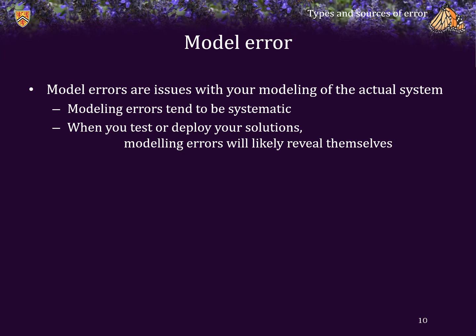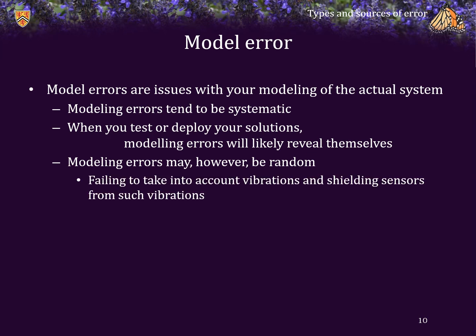Now, when you test or deploy your solution, modeling errors will likely reveal themselves and will generally be reproducible. However, on occasion, modeling errors may actually produce random errors. For example, failing to take into account vibrations and consequently not sufficiently shielding sensors from such vibrations may result in random errors larger than previously expected based on the characteristics of that sensor.